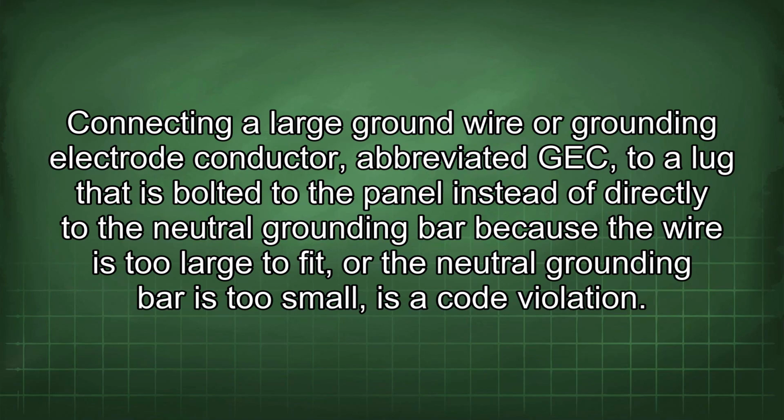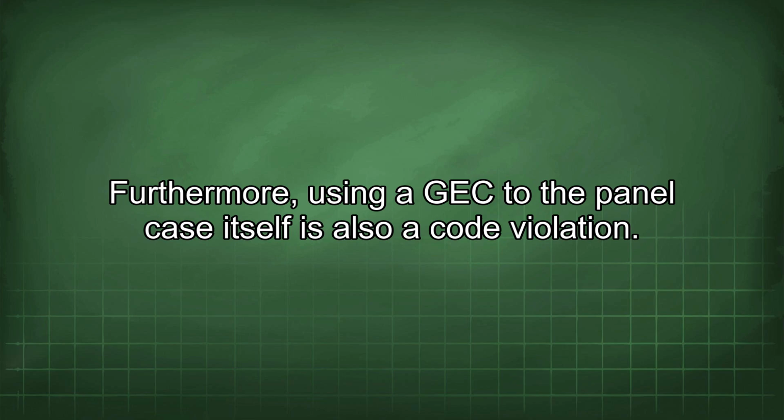Connecting a large ground wire or grounding electrode conductor, abbreviated GEC, to a lug that is bolted to the panel instead of directly to the neutral grounding bar, because the wire is too large to fit or the neutral grounding bar is too small, is a code violation. Furthermore, using a GEC to the panel case itself is also a code violation.